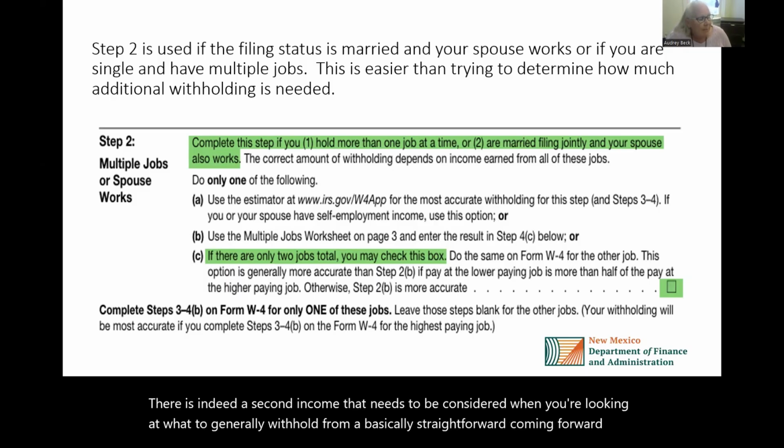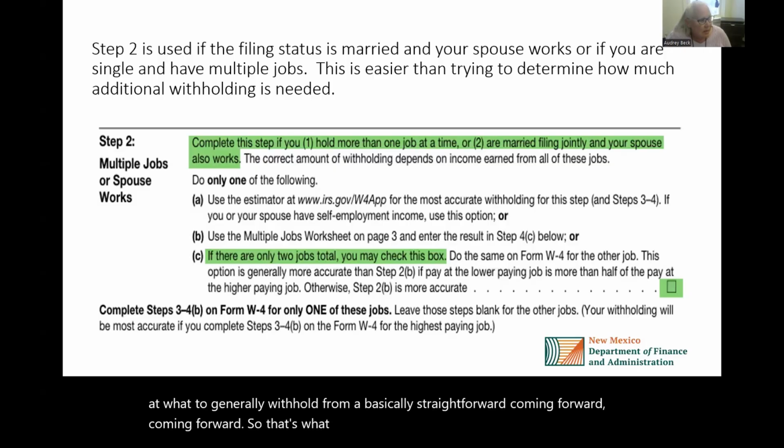So that is what would happen in step 2. So let's go ahead and move down to steps 3 and 4. So next slide, please.